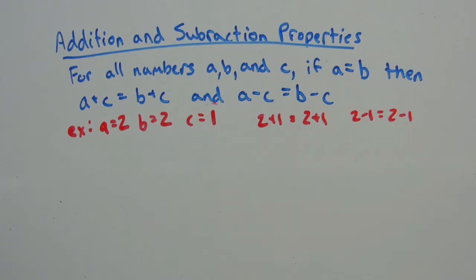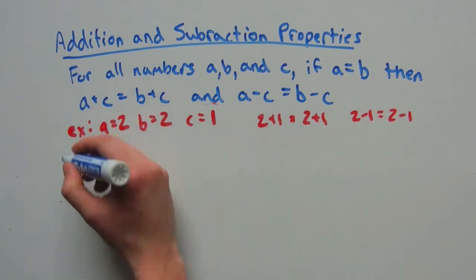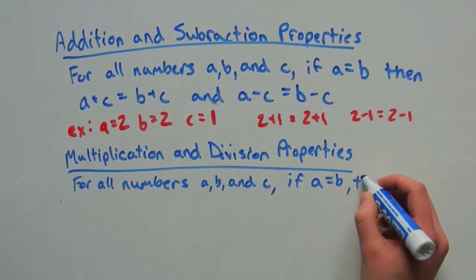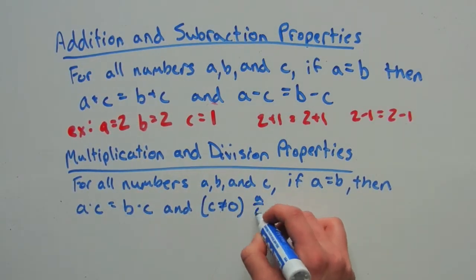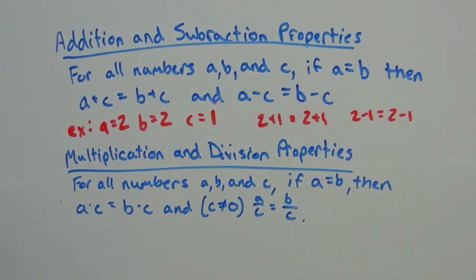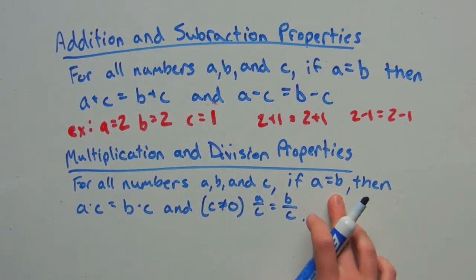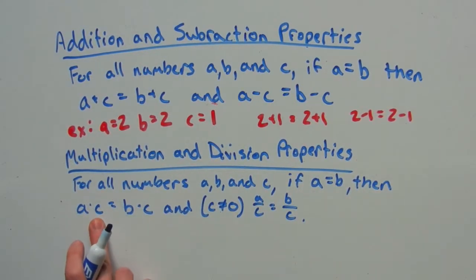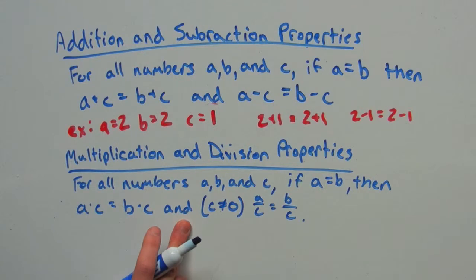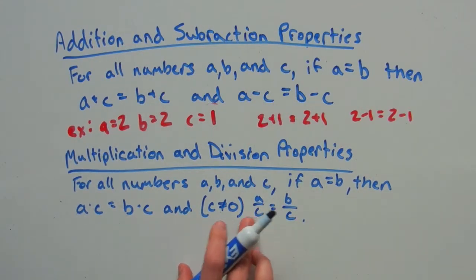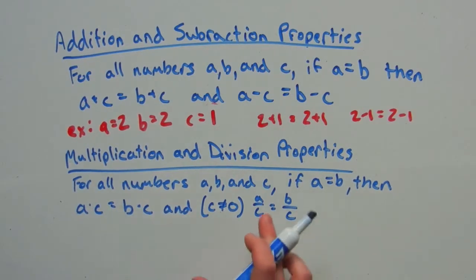Now we're going to go over the multiplication and division properties. The multiplication and division properties are very similar to the addition and subtraction properties. It says that for all numbers a, b, and c, if a is equal to b, then a times c equals b times c, and as long as c is not equal to 0, a divided by c equals b divided by c. Remember, c cannot be equal to 0 in the denominator.